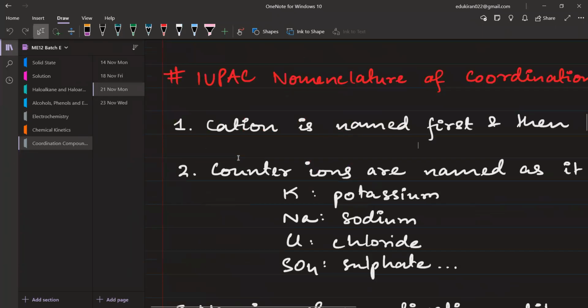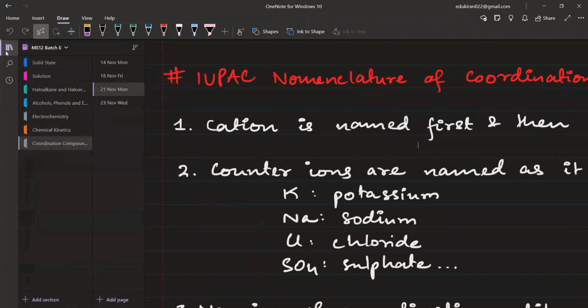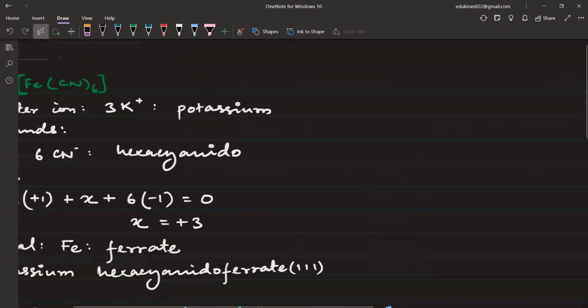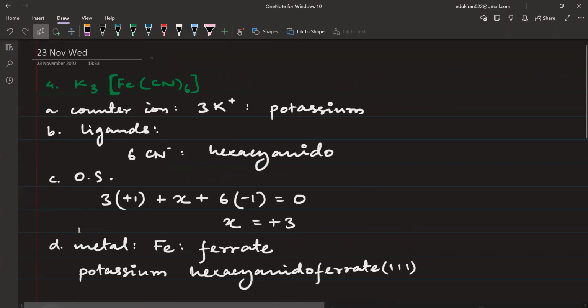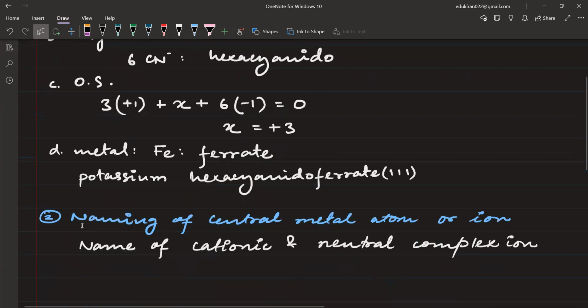What is the first rule after IUPAC nomenclature of coordination compounds? Keep your mic on, Abdul Rahman. What is the first rule? The cation is named first. Then the anion. What is the first rule? The cation is named first and then the anion. Okay. What is the cation here? In our question, what is the cation? Yes, the potassium. Okay, understood?